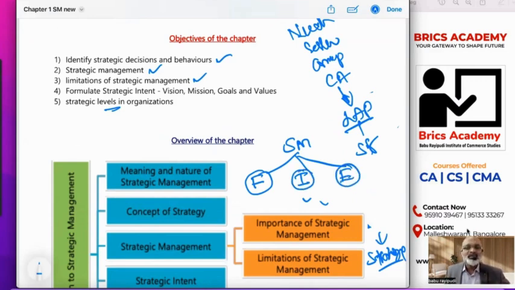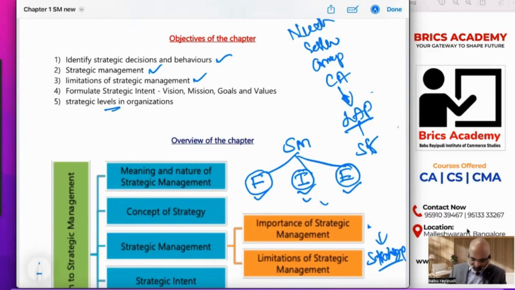What is the strategy? Long-term action plan. So what is strategic management? Strategic management is all about formulating strategy, implementation of strategy, and evaluation of strategy. Formulating, implementing and evaluating this strategy together, we call it strategic management in general.